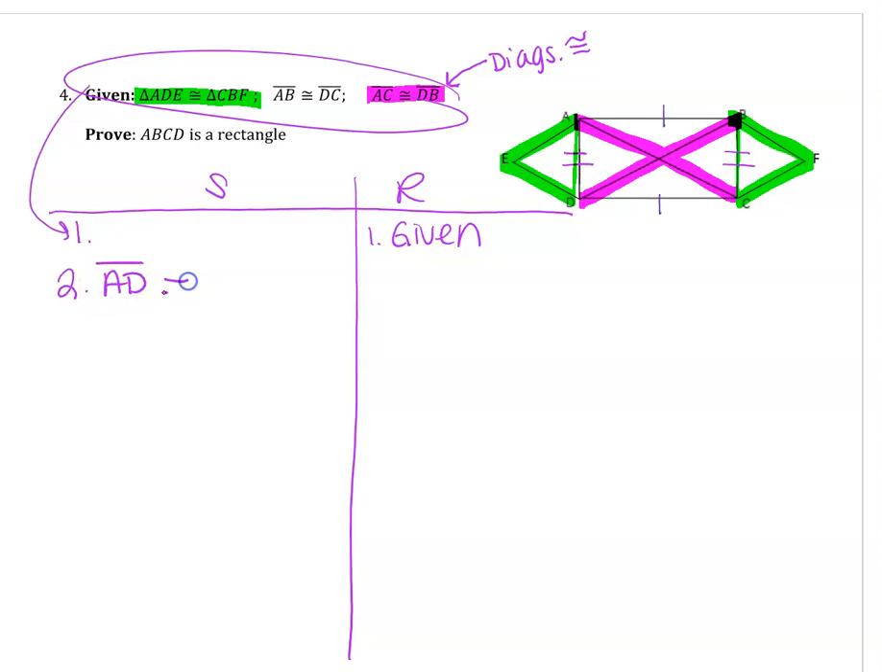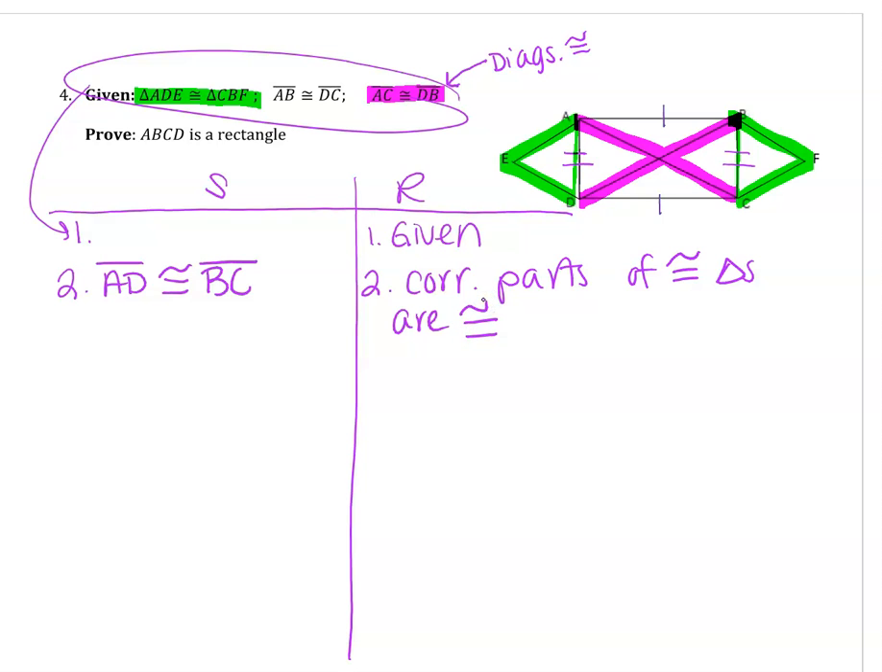All right, so I'm going to start by saying AD is congruent to BC. I'm pulling that from these congruent triangles. So those are the corresponding sides. So corresponding parts of congruent triangles are congruent. Okay, so now that I have AD congruent to BC, and they told me the other pair of opposite sides, AB and DC, we're good to go to say that this is a parallelogram.